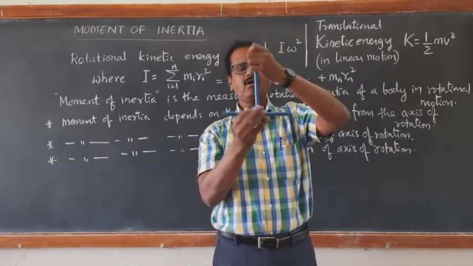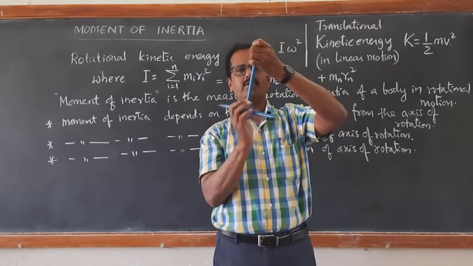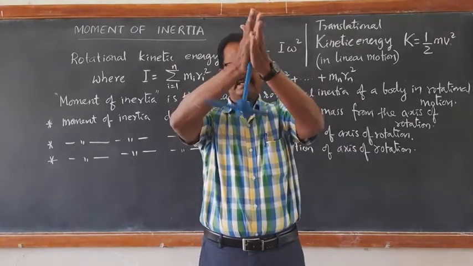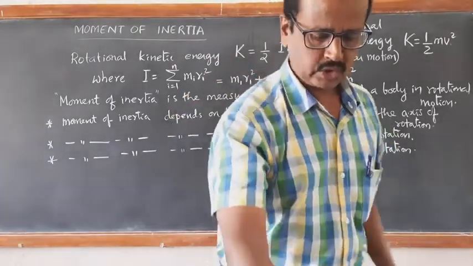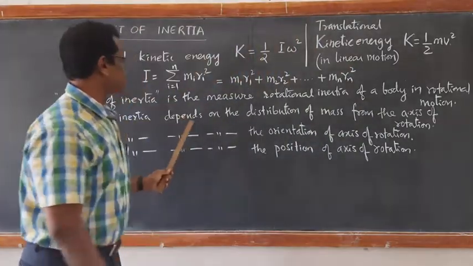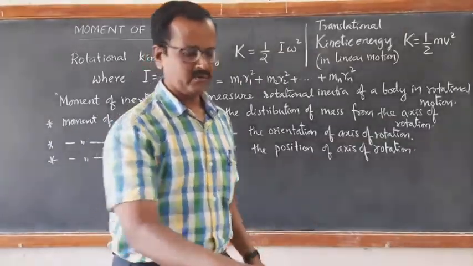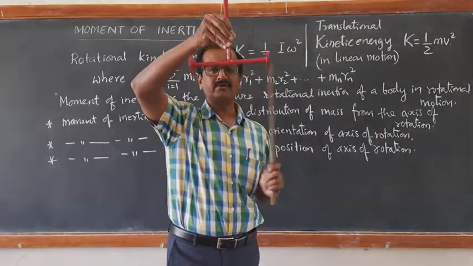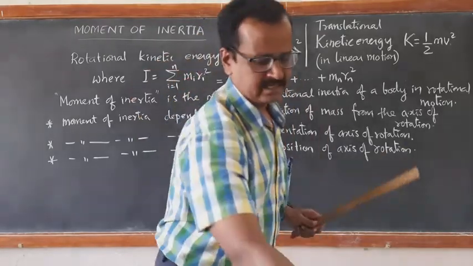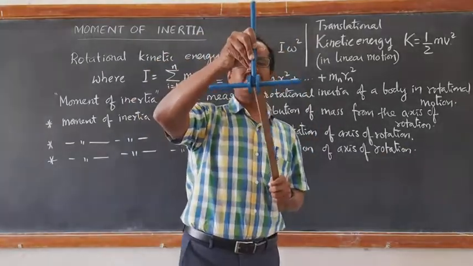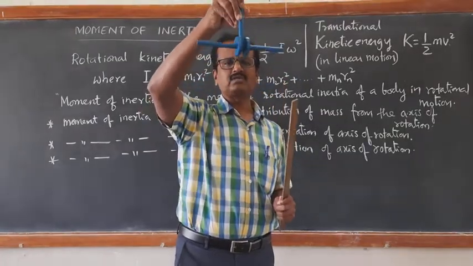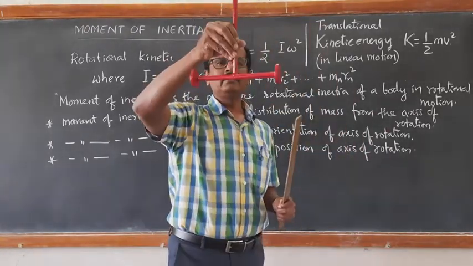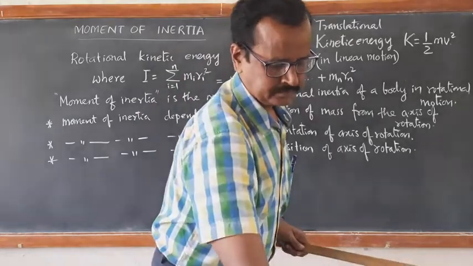So the angular velocity of this body is more because the masses are very close to the axis of rotation. You can see here, very easily it can be rotated. So this shows that moment of inertia depends on the distribution of mass. In the red one, the masses are distributed away from the axis of rotation, whereas in the second case, masses are distributed very close to the axis of rotation. So this one has less moment of inertia compared to the one which has masses away from the axis of rotation.